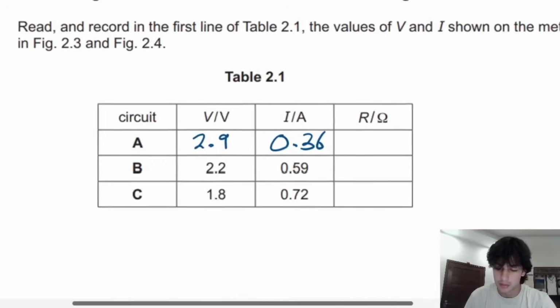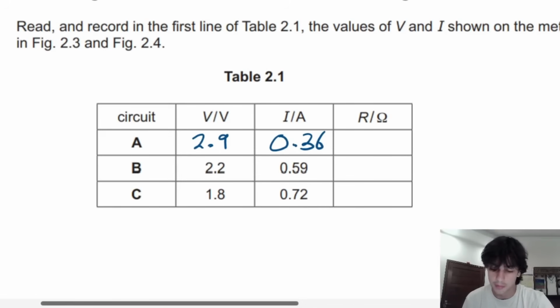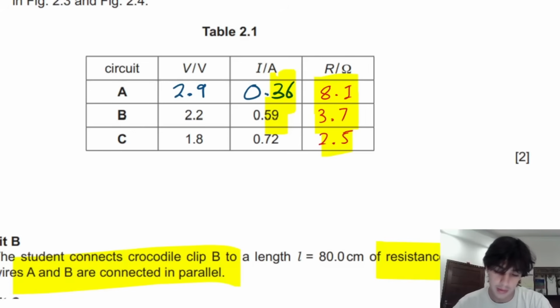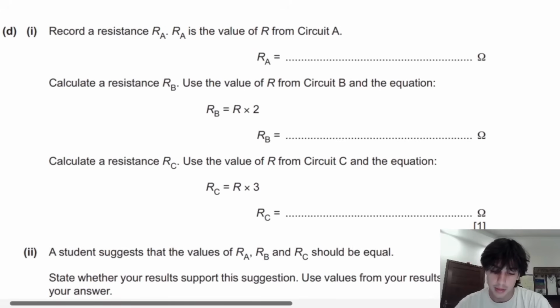We even learned this in theory. You do R is equal to V divided by I. In this question, just make sure that your significant figures are consistent with the data. You can see that this is two significant, this is also two significant figures. Record a resistance RA. This is the value of R from circuit A.